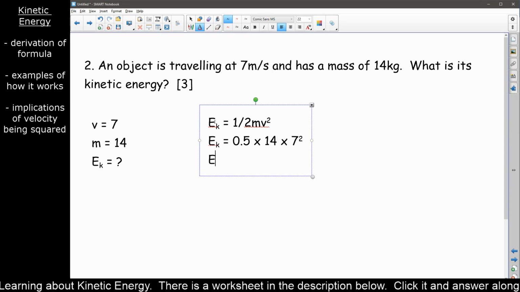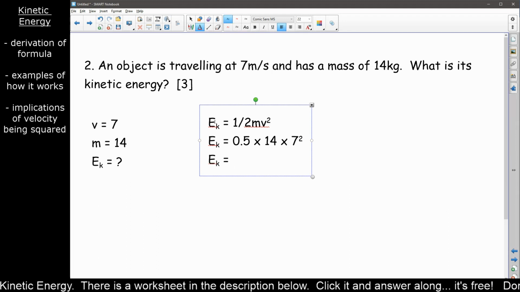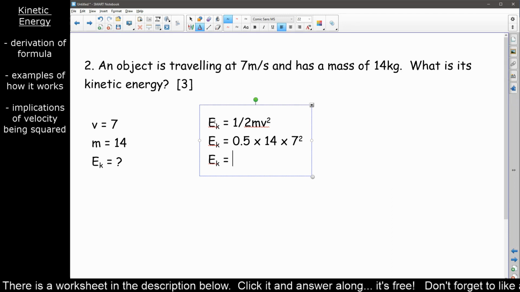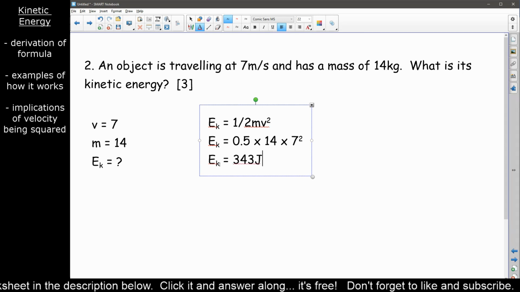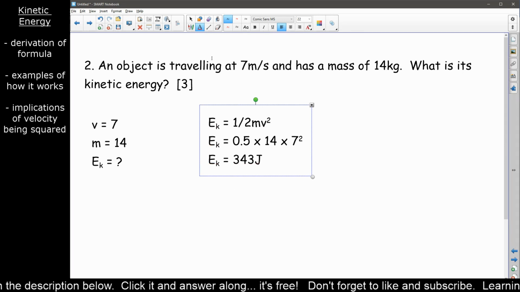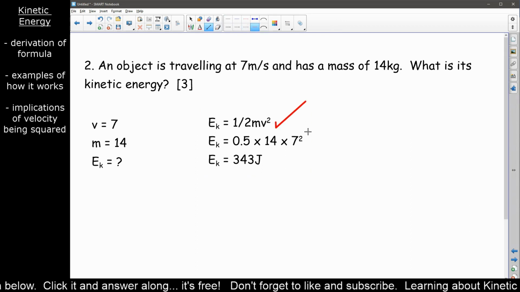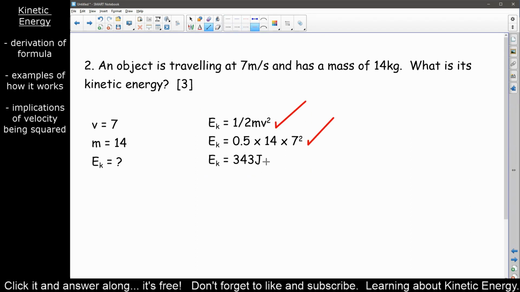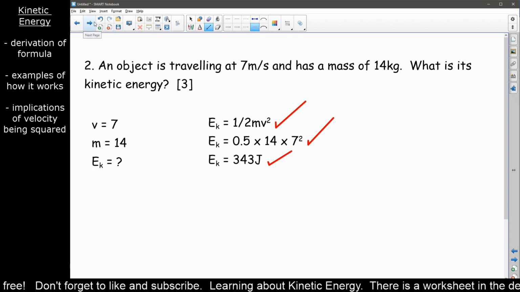Now you can probably do that in your head, but I strongly recommend against it in an exam situation, because in an exam your brain tends to play tricks on you and you get stressed. So get it into your calculator and get 343 joules. Job's good. 3 marks: formula, working and answer. This bit over here is technically worth 0 marks, but in an exam situation this will help jog your memory as to which equation it is you want.